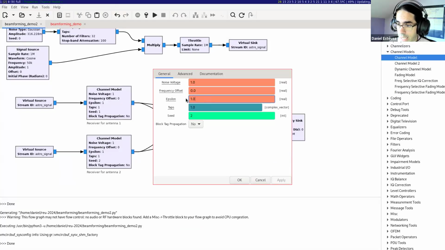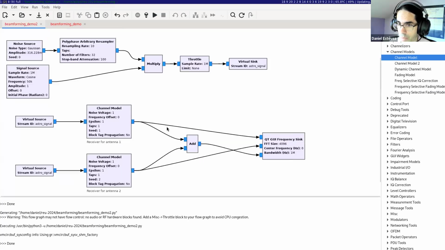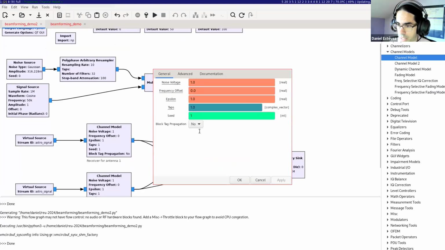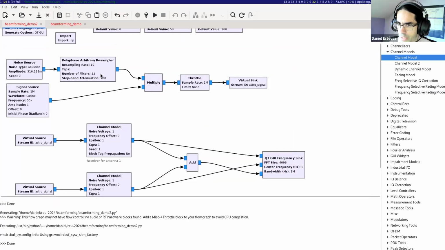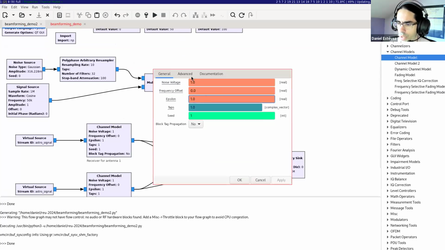This basically acts as a polyphase arbitrary sampler. In fact, this block combines a few other blocks behind the scenes. So the noise voltage is generated with this noise source. This epsilon is generated with the polyphase arbitrary sampler, and so on. This is just a handy way of having several parameters affecting the signal without the need of having a few blocks in the flow graph.